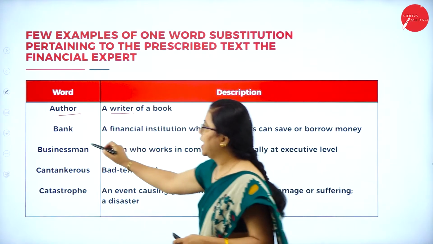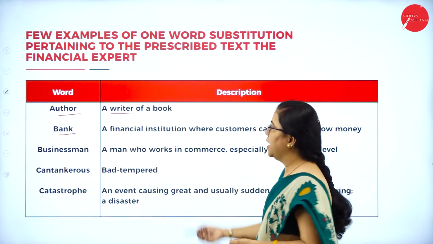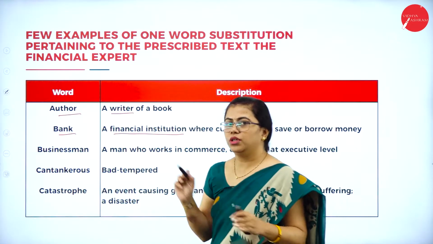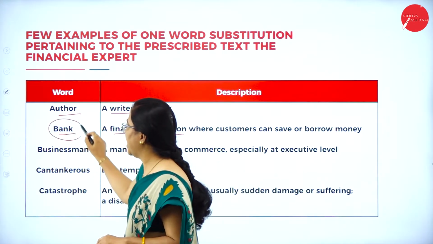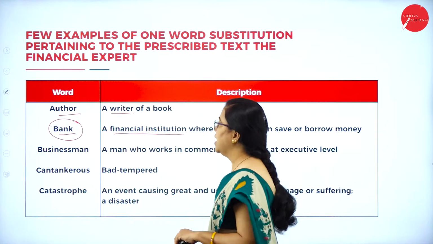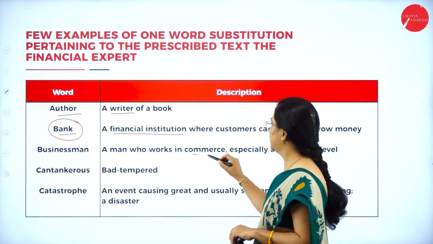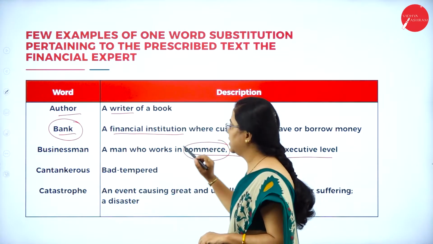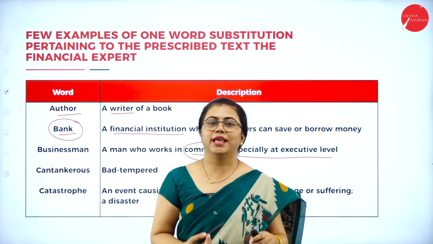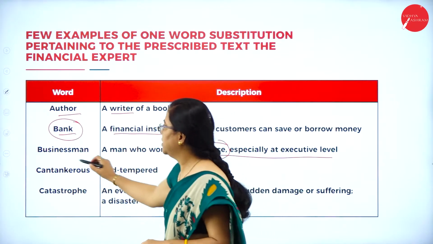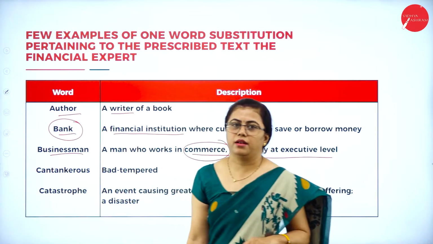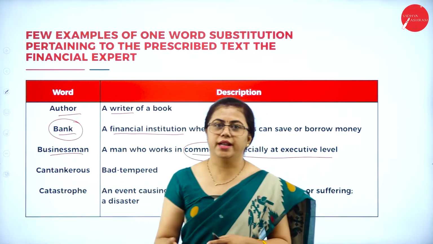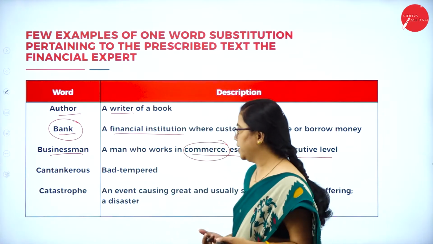Next, we have bank. As I said before, I gave it as an example already, a financial institution. When it comes to this text, it is only bank that is there. Then a man who works in commerce, especially at executive level. Commerce, income, expenditure, everything that involves money. That person is called a businessman. You can say he is a great businessman, or Margaya was a great businessman. You can write it in a sentence.